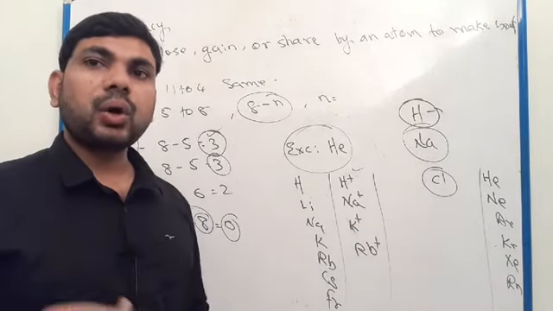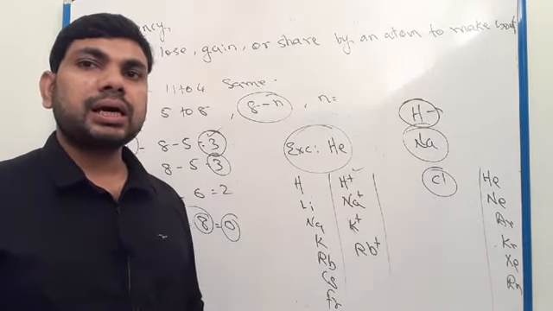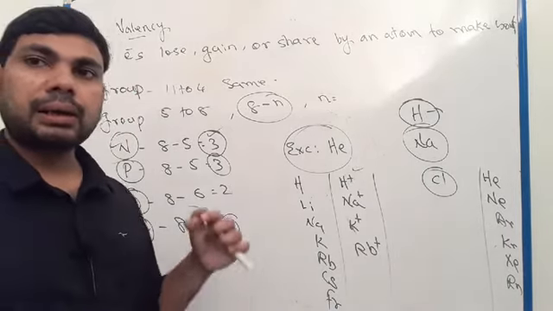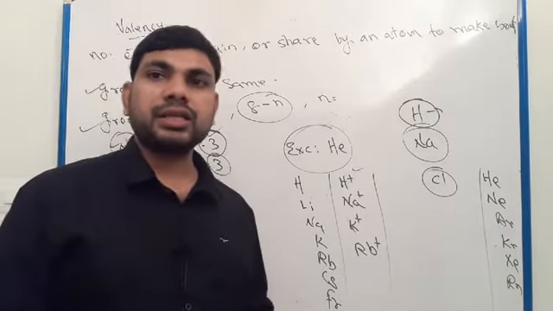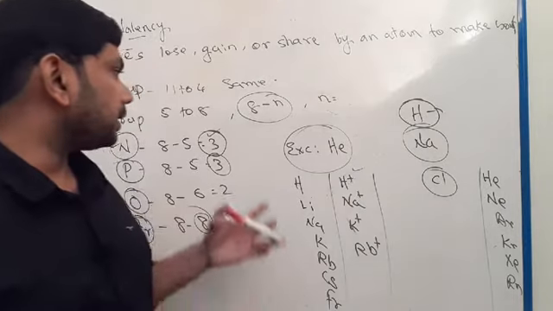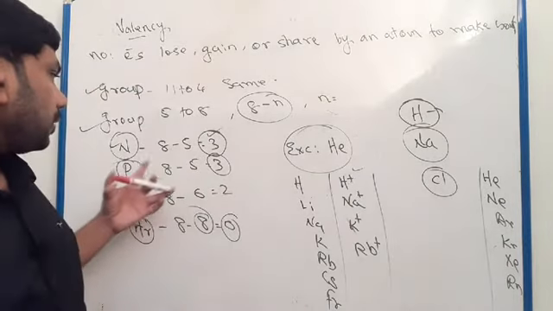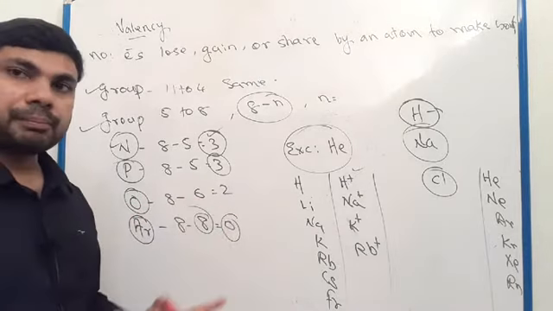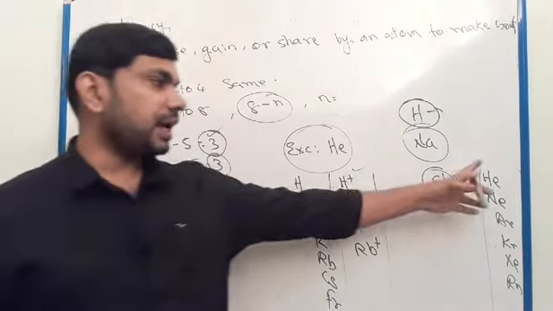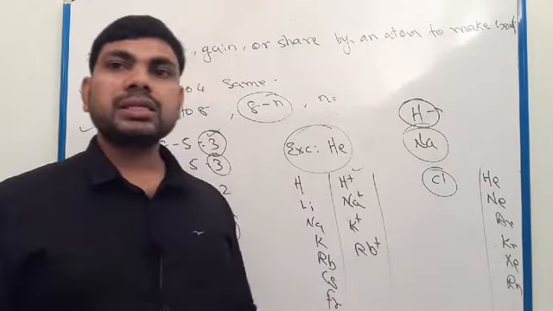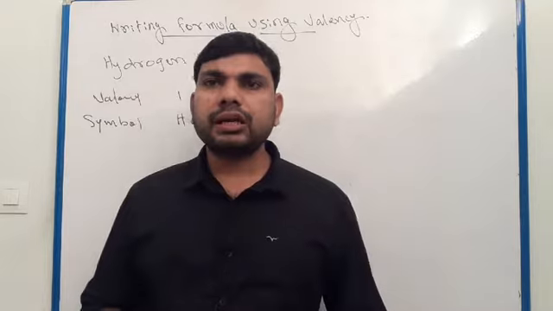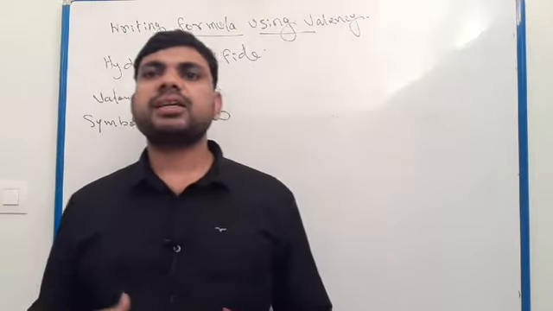Except hydrogen, all other non-metals have minus charge. For example, here nitrogen minus 3, phosphorus minus 3, oxygen minus 2. Okay, and here these elements have valency 0. There is no charge. Okay, next one we have to discuss here, making formula from valency.